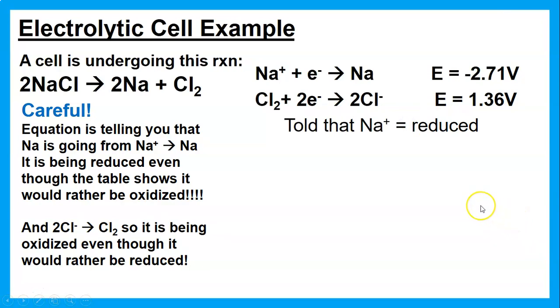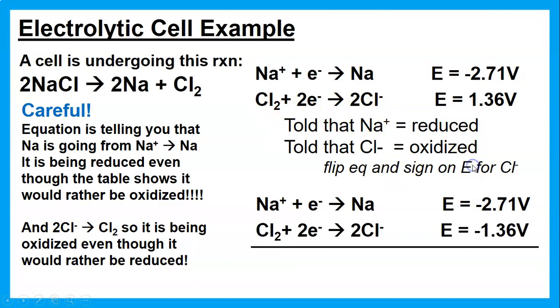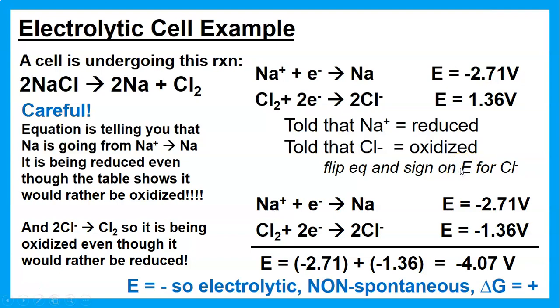So we are being told that the sodium ion is reduced, and we are being told that the chloride ion is being oxidized. So I'm going to have to flip this equation here, even though that doesn't feel very good, does it? And what happens to our cell potential? Look at that. That's horrible, isn't it? -4? That is not something that wants to occur. That is not spontaneous. A negative cell potential gets us a positive Gibbs. That's bad. That means this is an electrolytic cell, that it is only going to happen if we force it to happen. We have to plug it in.